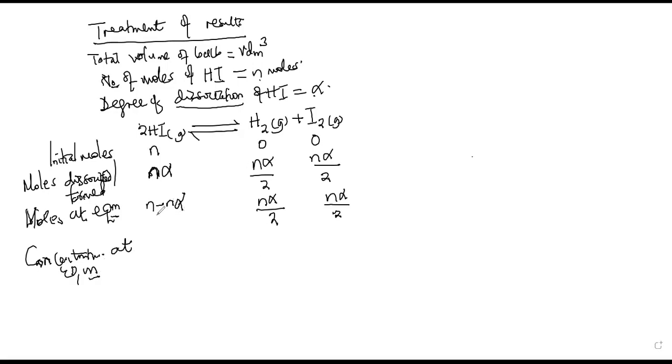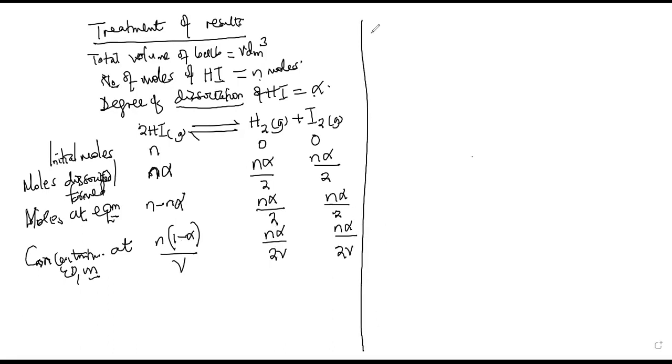would be, here you see N is common, factorize it out. So we shall have N(1 minus alpha) over V. When we get number of moles and we divide by the volume, we get concentration. So this is going to be N alpha over 2 divided by volume, which is 2V. Even here we shall have N alpha over 2V.